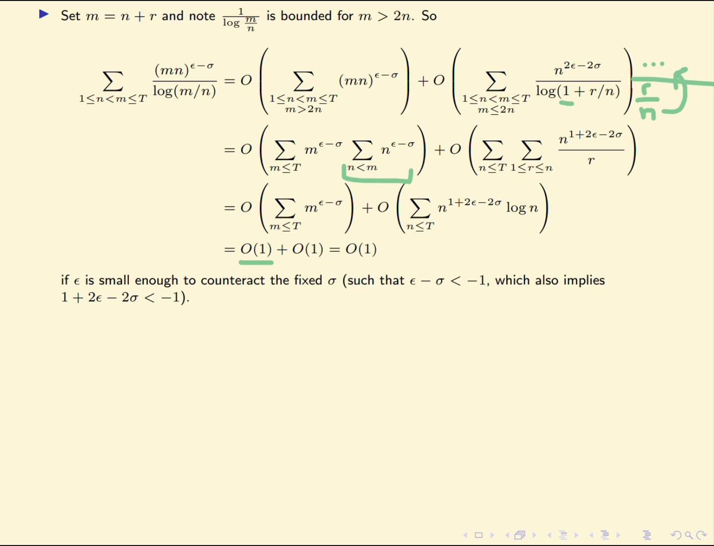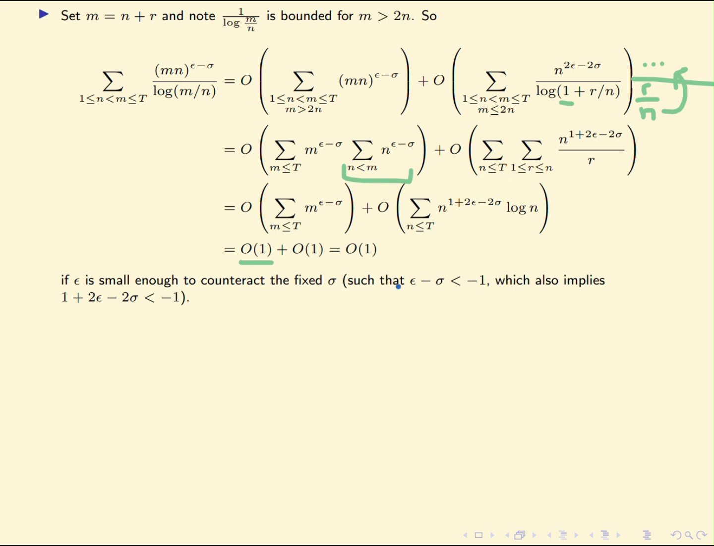And then finally, we're going to evaluate this double sum. So this double sum, the sum where r is between 1 and n of 1 over r, you can use the integral test again. The integral of 1 over x is just log of x. So this r sum just becomes log of n. And then finally, you get this thing.